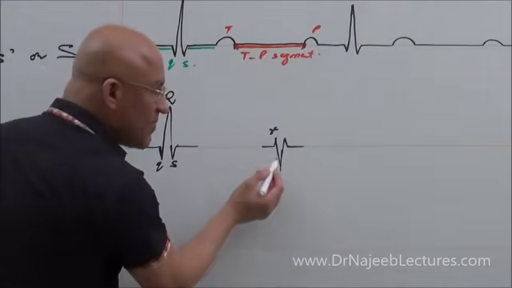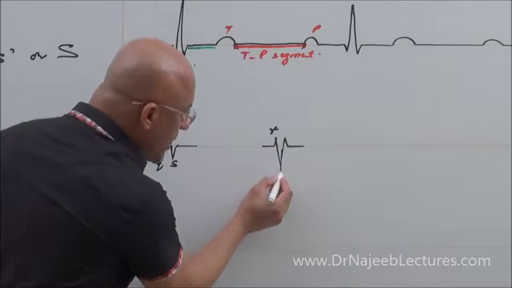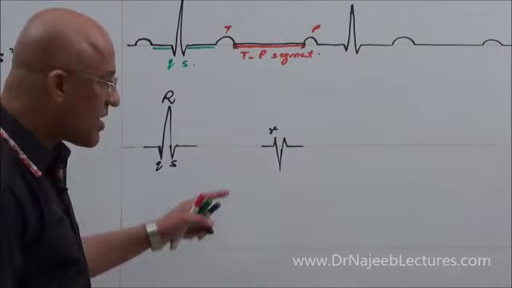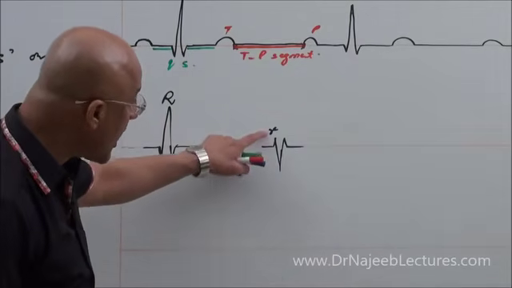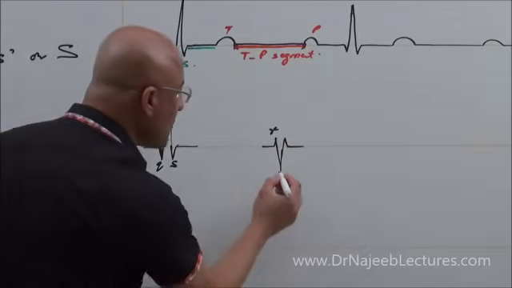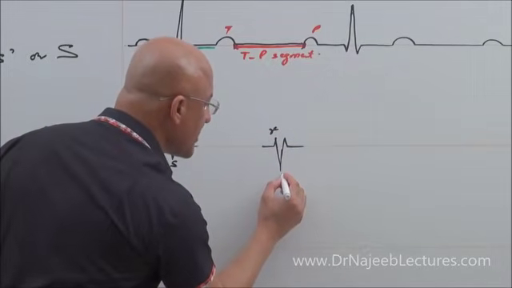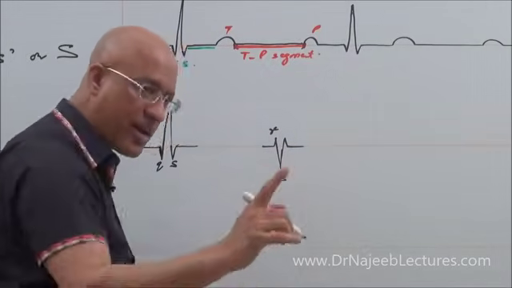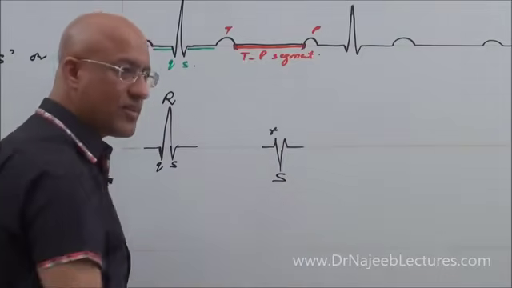And then, yes doctor, what is this wave? Negative deflection after R wave. Yeah, this is a negative deflection after the R wave. So it should be S wave. S wave, small s, large s? Large s, very good. And then what should be this?